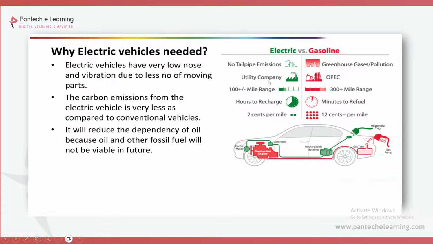So no tailpipe emission, which means there is no emission while driving the vehicle. Next is greenhouse gases: using an IC engine causes greenhouse gas effects and pollution. When we charge the battery using electricity, we generate that electricity from some sources through a utility company. For IC engines, we have to buy fossil fuels like petrol, diesel, kerosene, whatever.